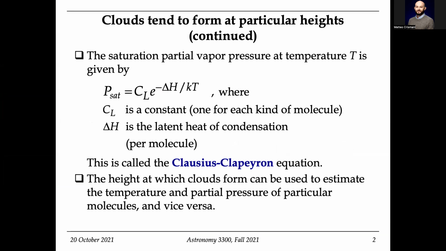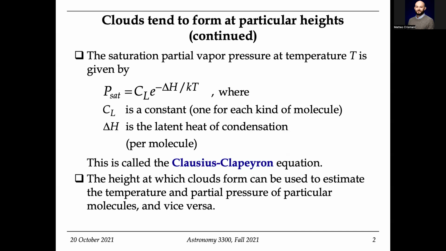Here's the partial saturation pressure. It's the saturation partial vapor pressure at a given temperature. Okay. And this is called the Clausius-Clapeyron equation. So here is that partial saturation pressure, right? That's what this means. What is the pressure at which you start to consider condensing clouds?